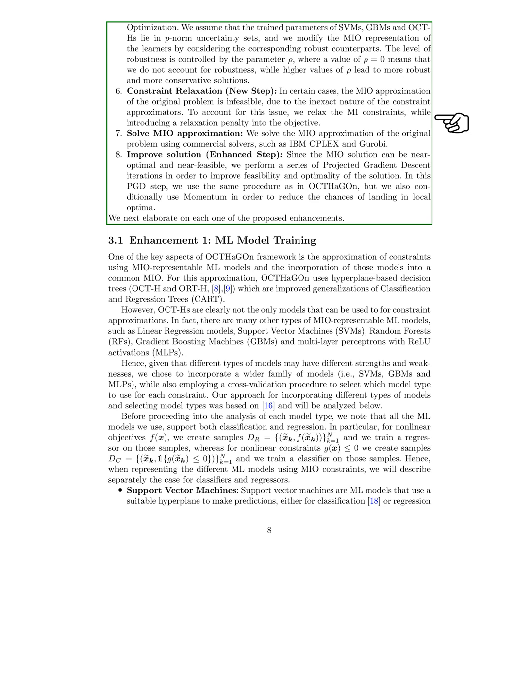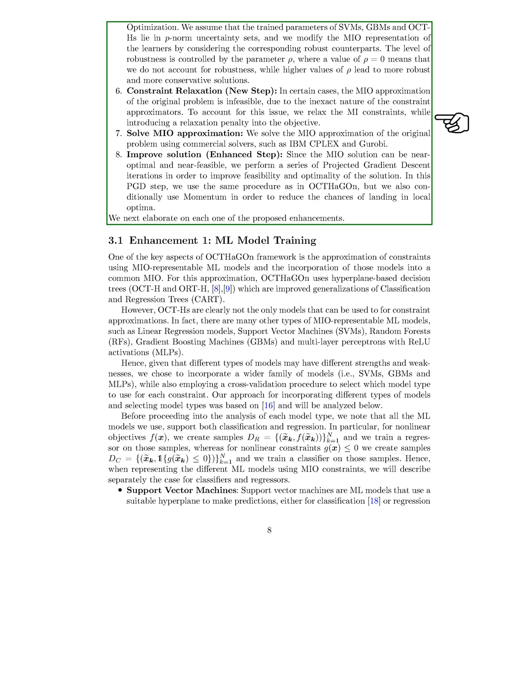The OCTHAGON framework primarily uses decision trees based on hyperplanes, which are an advanced version of classification and regression trees, CART. However, these aren't the only models that can be used for constraint approximations. There are several other types of MIO representable machine learning models, such as linear regression models, support vector machines, SVMs, random forests, gradient boosting machines, GBMs, and multi-layer perceptrons with ReLU activations, MLPs.